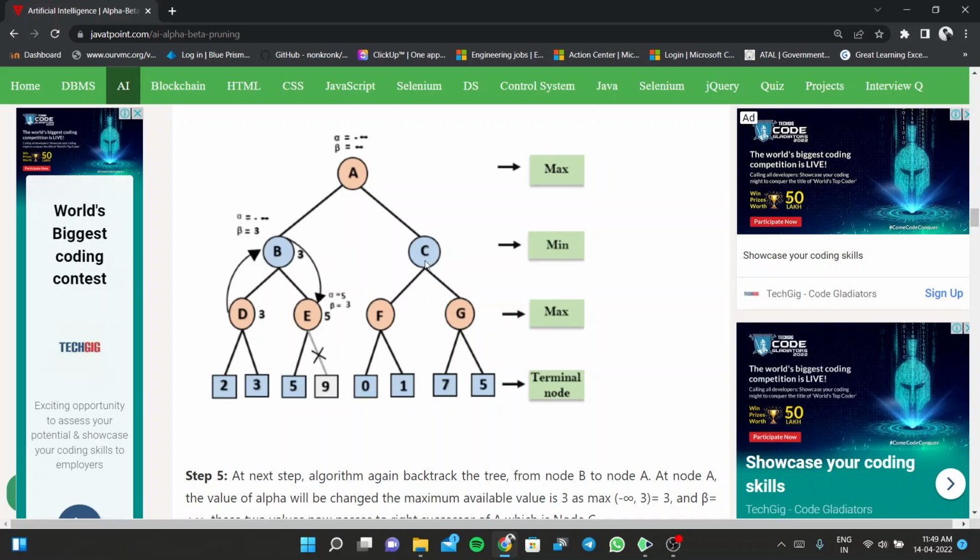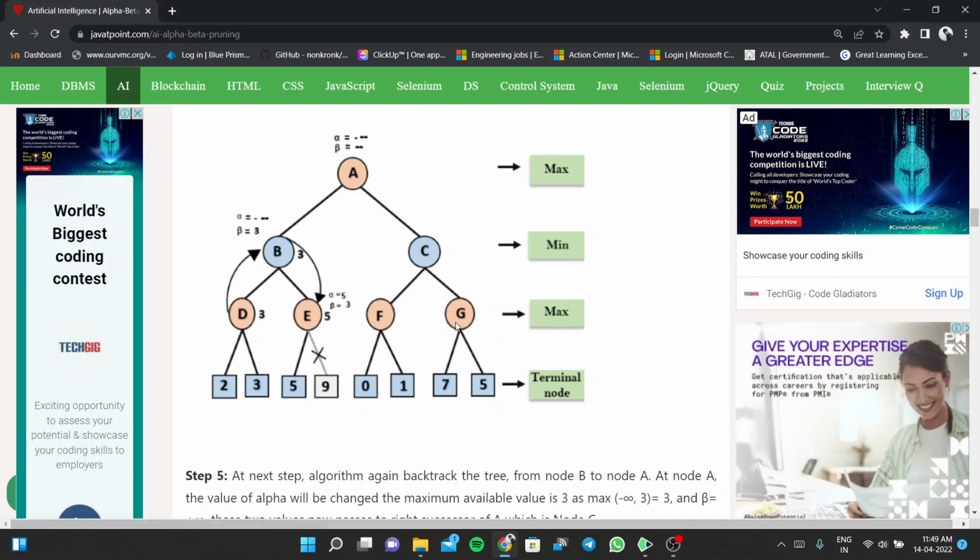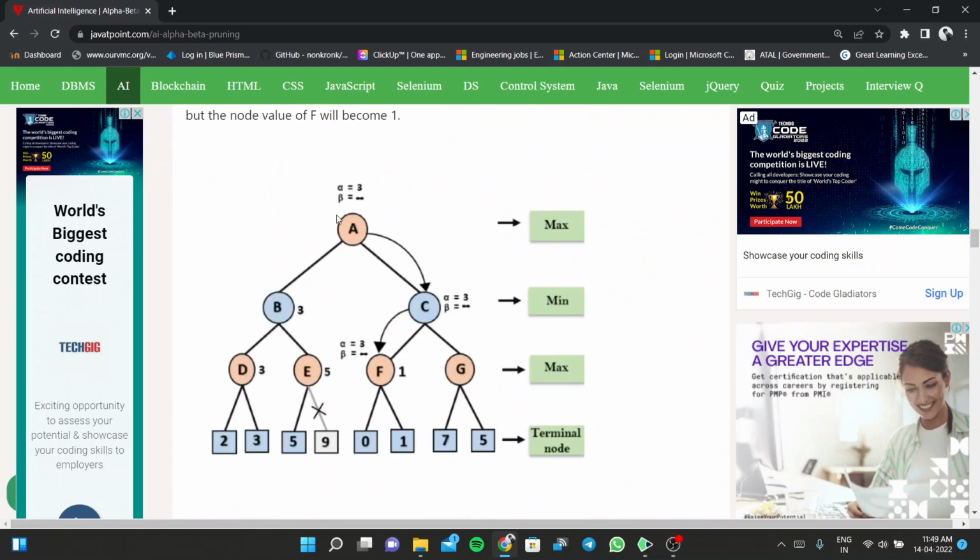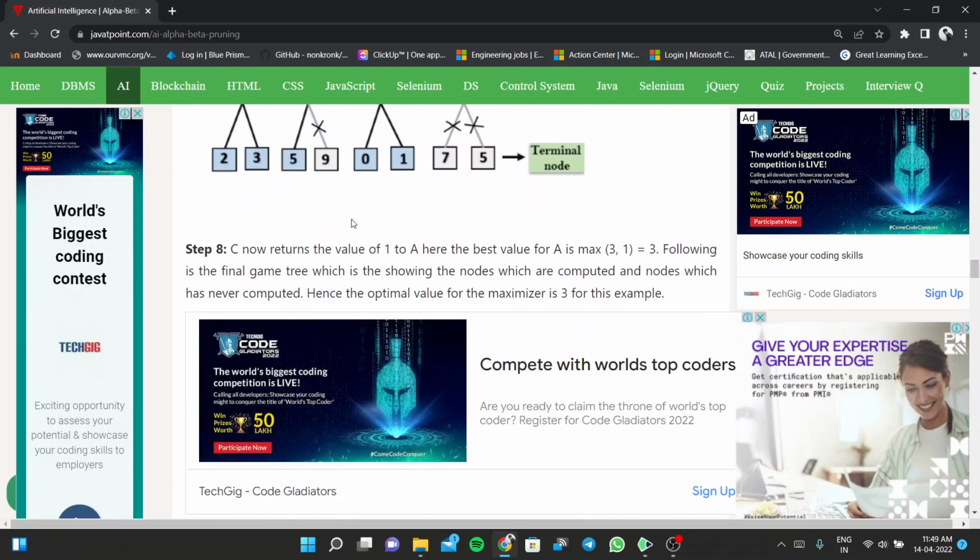So then again the beta value will be changed to 1, and after getting towards the right side, 7 is greater than 1. So alpha will be in the place of 7, and then beta will be 1. So the minimum value here is 1. So the maximum will be 3. So alpha will be 3, and the beta will be infinity.